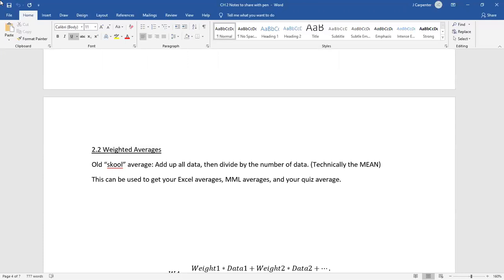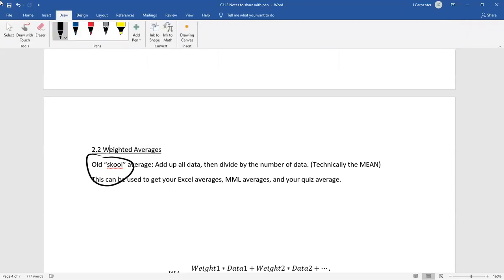you'd end up with a 90 based on the old school average, which is just add up the data and divide by the number of data. I'll also give you the technical name here, which is a mean, because for the term average, there are three types of averages. You have the mean, the median, and the mode. Median being the middle entry, mode being the most common entry. But we usually stick to the mean for averages. Notice I said usually, not always.